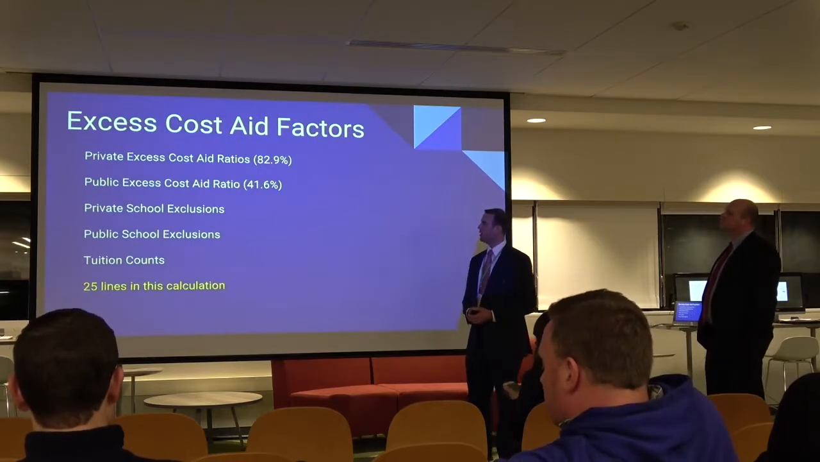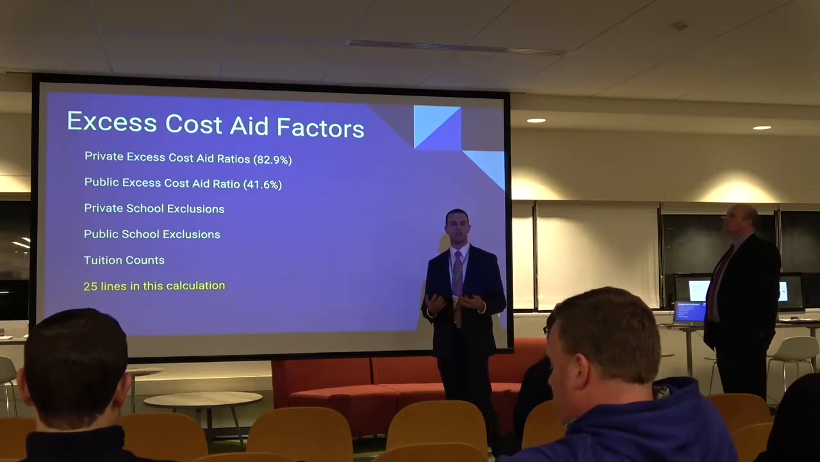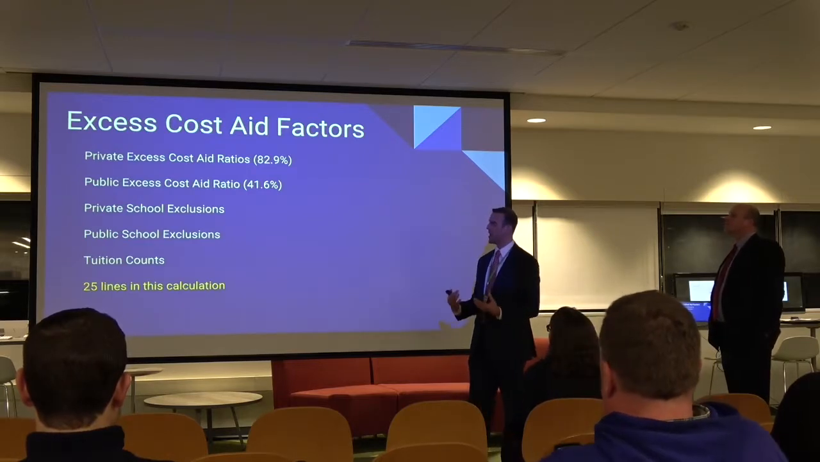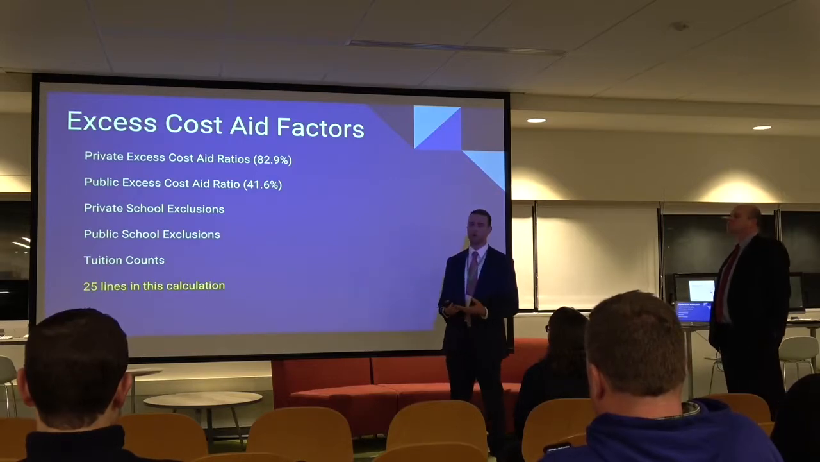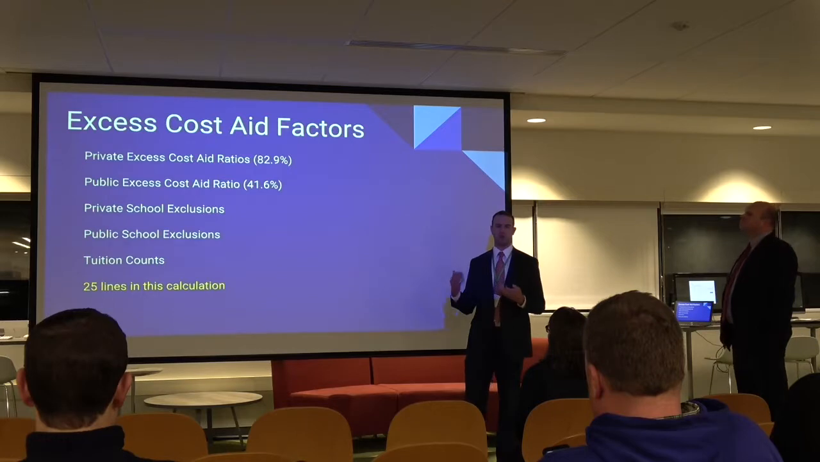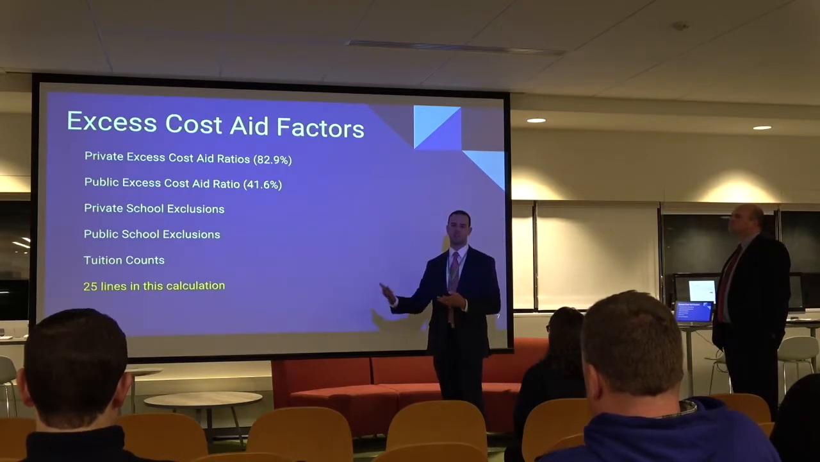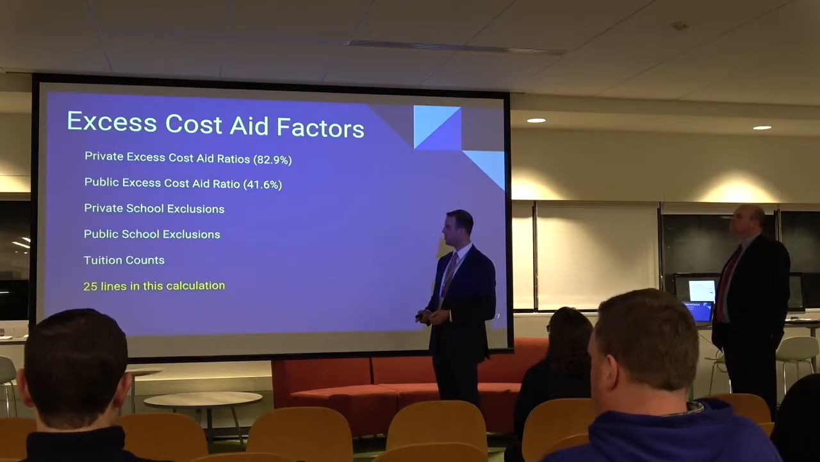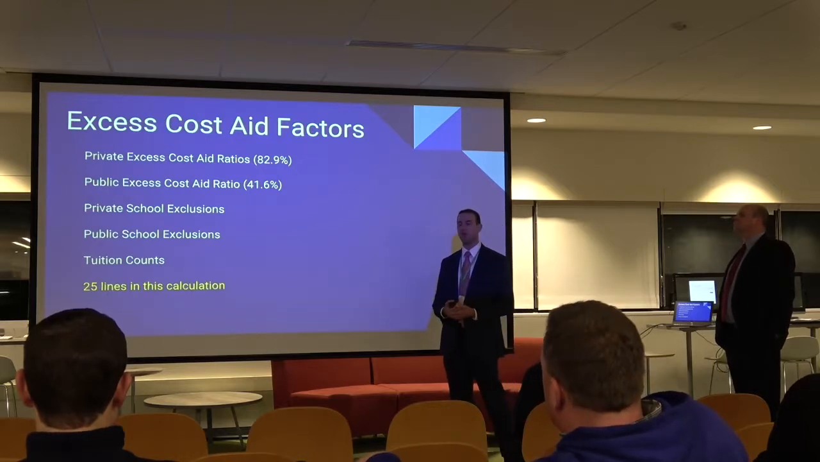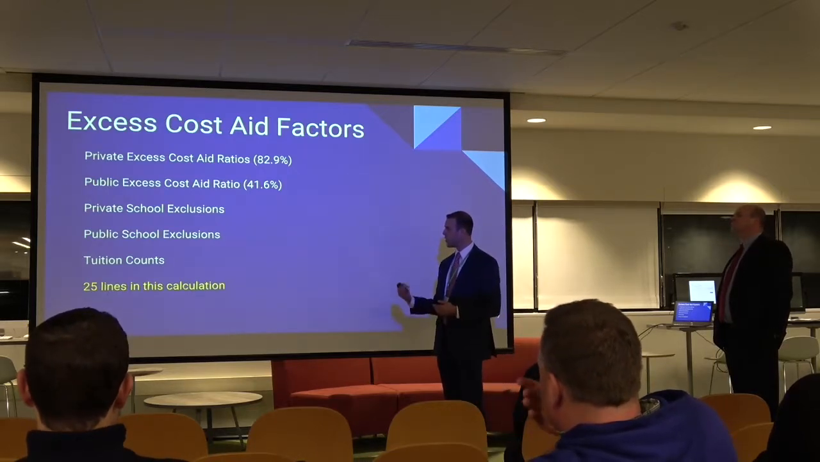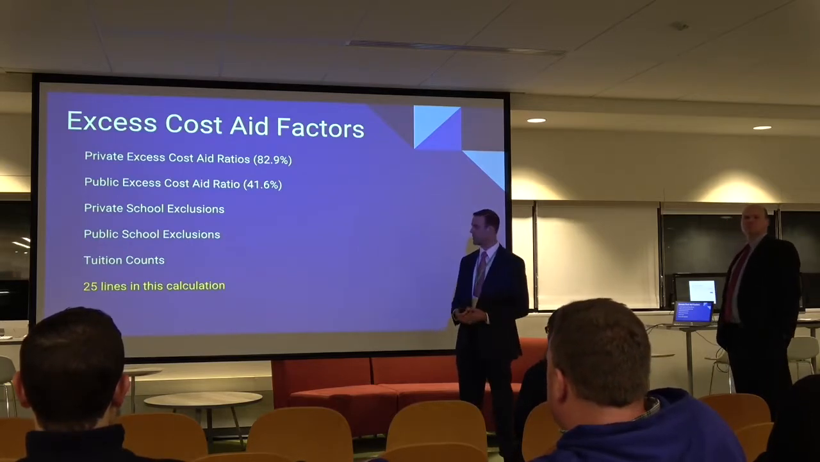So the next category here is excess cost aid. Excess cost aid is state aid to districts for the cost to educate students with disabilities. The reason it's called excess cost aid is because the district is responsible for picking up the basic share, and the state will then reimburse for the excess cost in addition to the basic share. There are 2 components here: private excess cost aid for our students who are attending private school placements, and public excess cost aid for our students who are attending other public schools or BOCES.